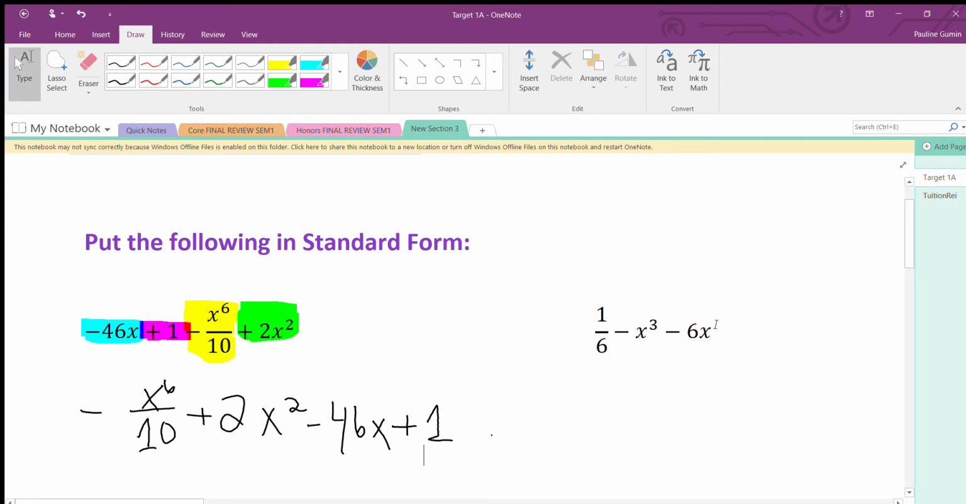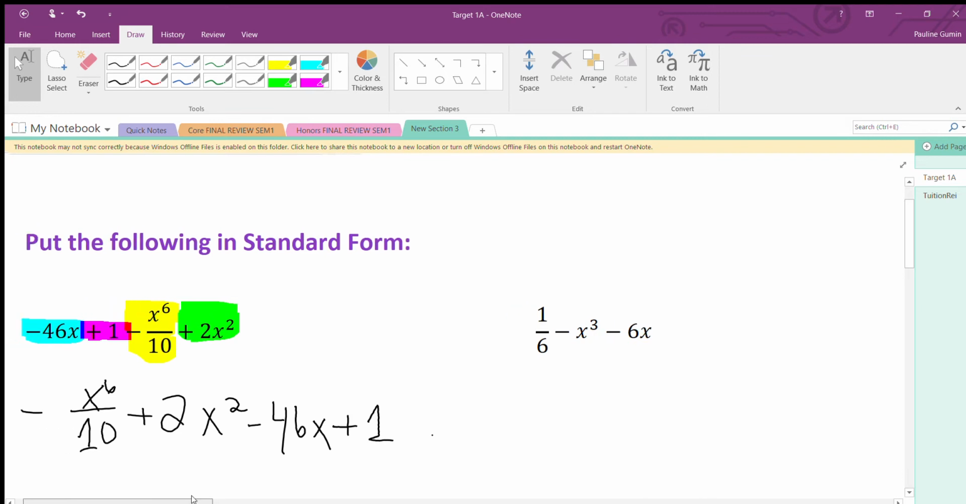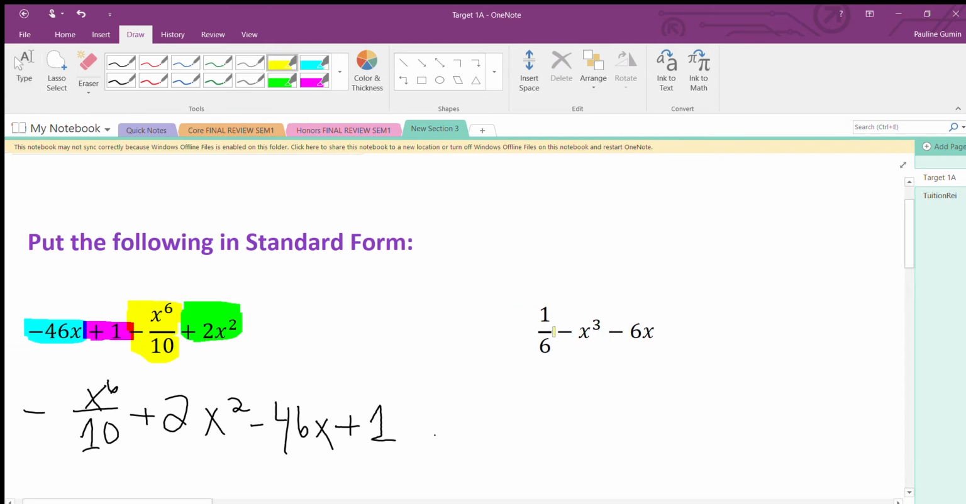Let's do the same thing with this polynomial. That's a small one. Good. The largest exponent I see is, once again, it's a negative. So we have an x to the 3rd. Make sure to bring that negative with us. The next largest exponent I see is x to the 1st. So minus 6x. And then lastly, we have our constant. 1/6 doesn't have a sign in front of it, but that means it's positive. So I'm going to write a plus and then 1/6.